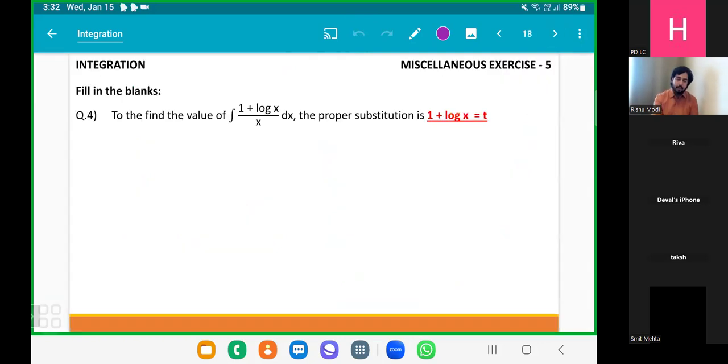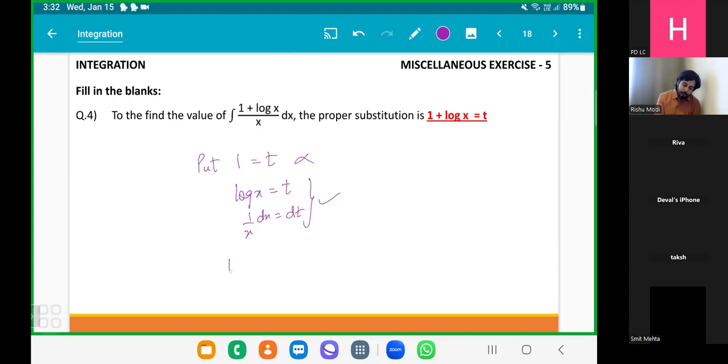We go on to the fourth one. Find the value of 1 plus log x upon x with the proper substitution. Now, we don't have to find the value. We just need to find the proper substitution. And as I said, the substitution should be such that the derivative of that substitution is in the question and goes away along with dx. So suppose I take log x is equal to t. Then 1 upon x dx is dt. This is still correct because we have the substitution and we have the derivative also.